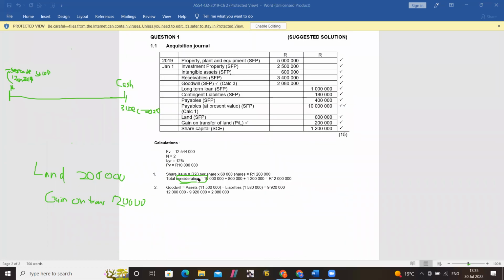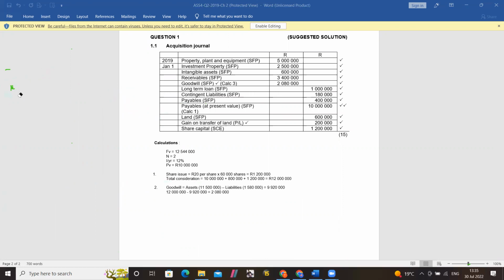Like I said here, they only did it until acquisition, so I didn't do since acquisition. If you want to see since acquisition, please refer to the third year BCom session that you're going to do.